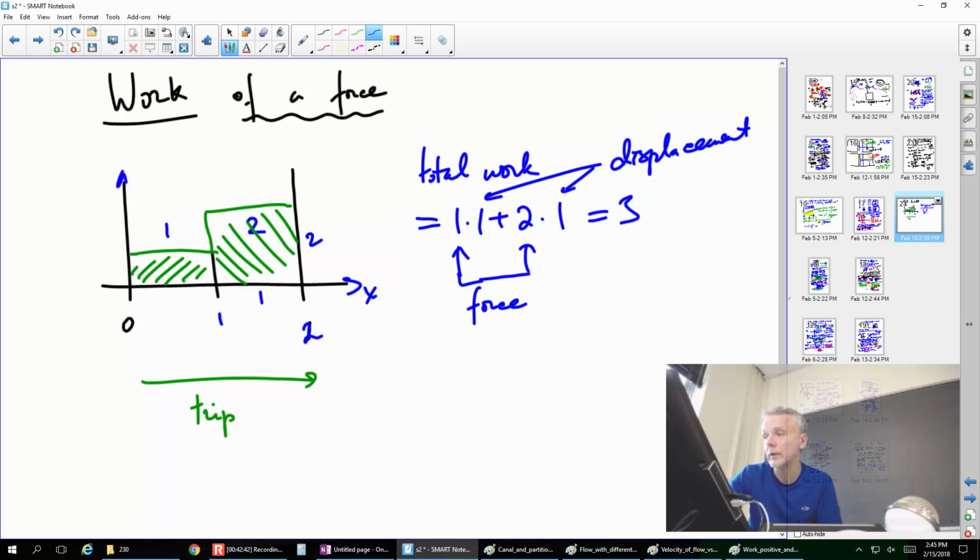The width is 1. Here the width is 1. The height is 1. Okay, so 1 times 1 plus 2 times 1. And then we realize that certainly from the point of view of mathematics, it is the same story. It is summation, multiplication followed by summation.